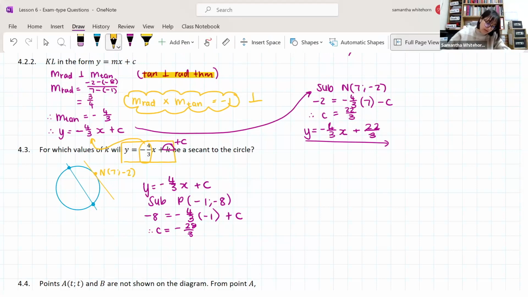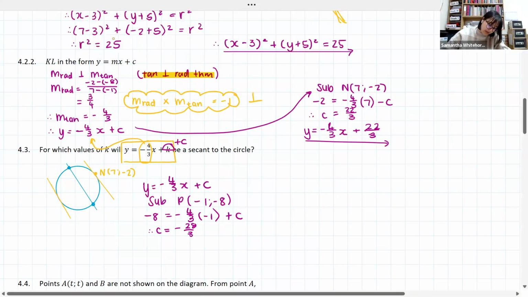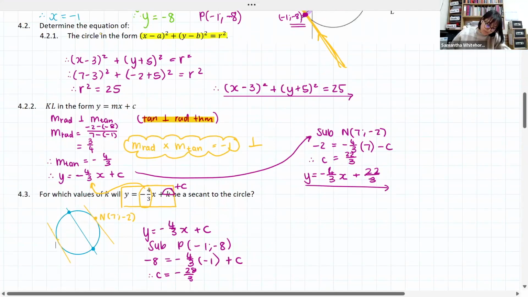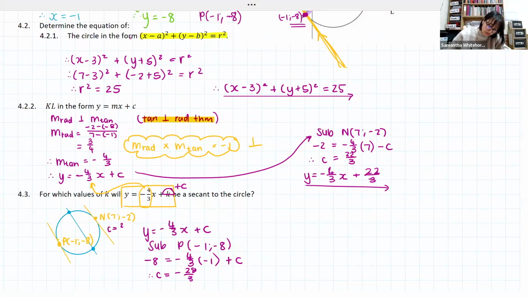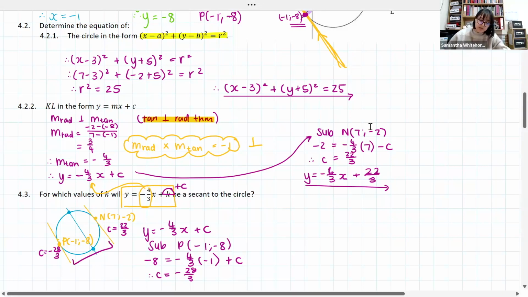So what we have established, if I go back to this, I'm not going to go all the way back to the other diagram, but here's my circle in any case. Okay, so what we've established are the outer limits for c. So for this line, c was equal to 22/3. For this line, c was equal to -28/3. As long as it's between those two tangents, we will have a secant to our circle.